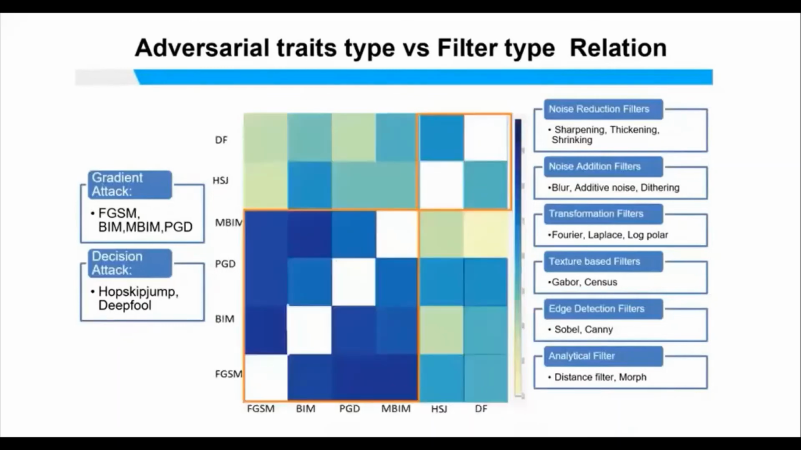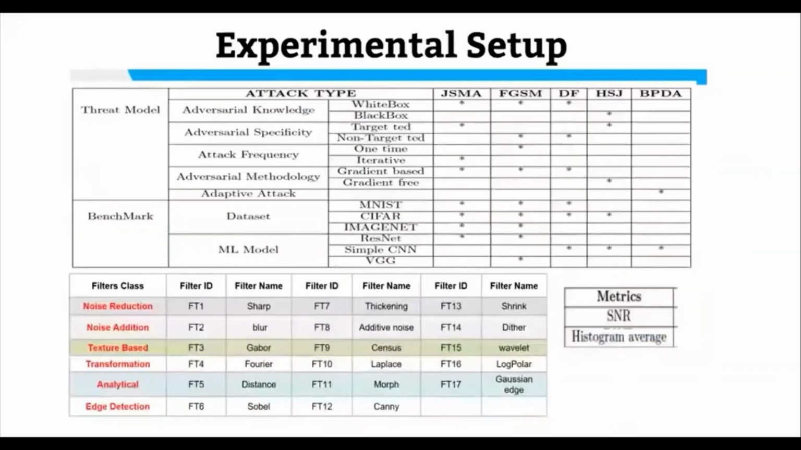Also, if we take the best performing filter for one attack type and apply it to the other attack types, we can see that the best filter for FGSM works quite well with the other gradient attacks, but not with the decision-based family. And it goes the same way in the other direction. So based on that, we can see that we need multiple filter families, and that will work better.